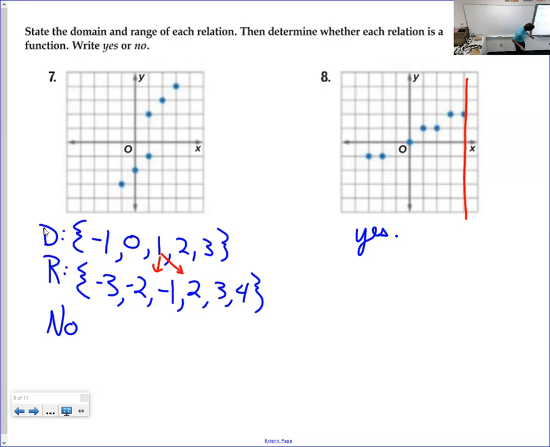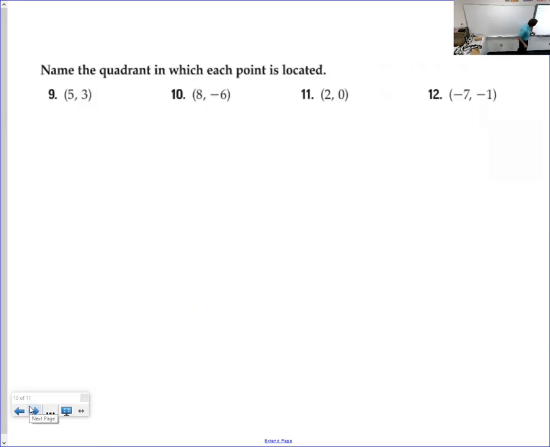What are we at, 7 minutes, 8 minutes? Oh, this one's easy. All right, quadrant.